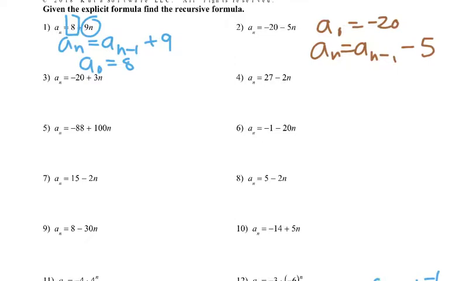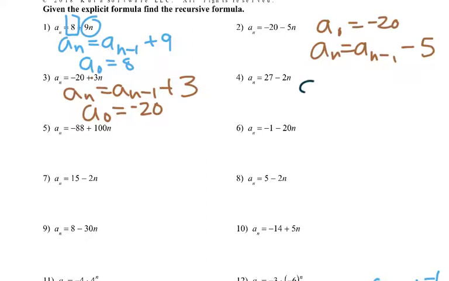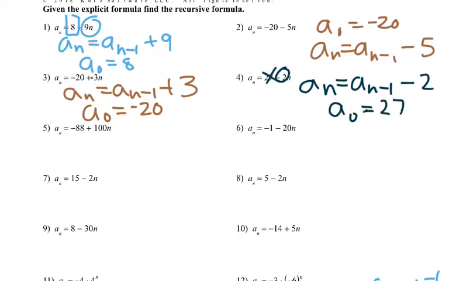Number 3: a sub n equals negative 20 plus 3n. So a sub n equals a sub n minus 1, and our growth is plus 3. We started at negative 20. Hopefully this seems pretty simple once you understand how they're both made up. Number 4: a sub n equals a sub n minus 1, and then minus 2 for my growth, the common difference. A sub 0 equals my starting number, my zero term, negative 27.